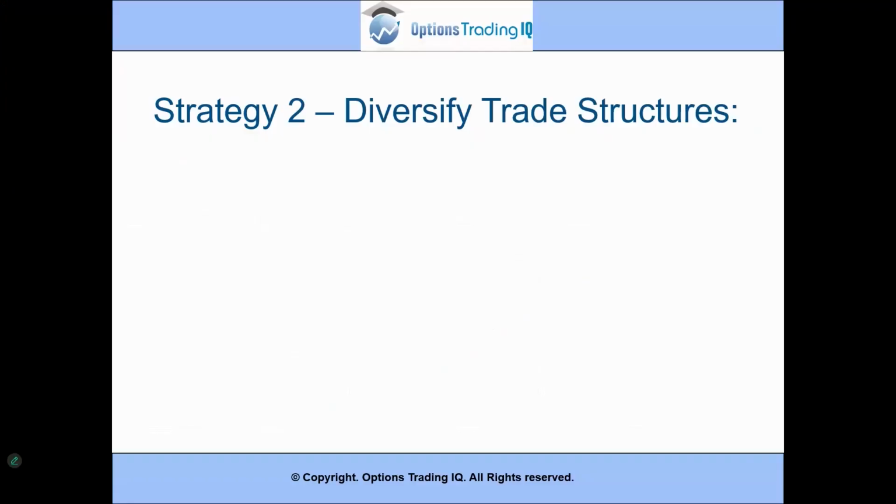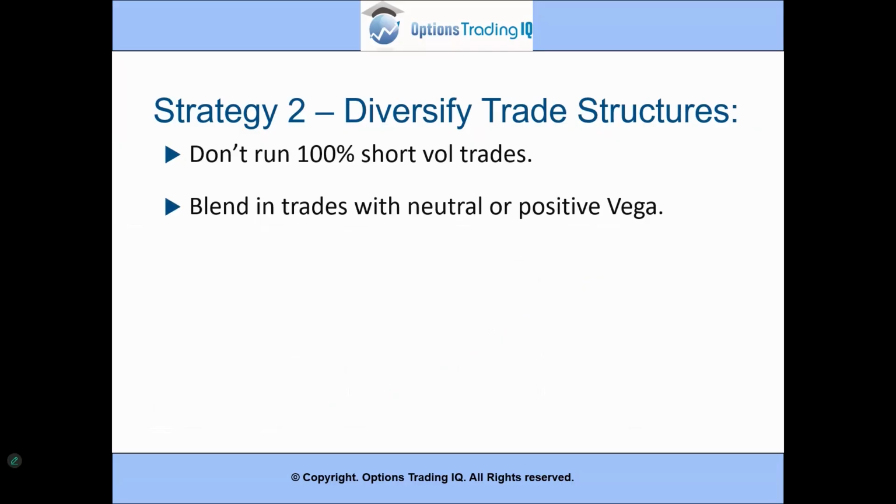The other thing you can do is diversify your trade structures. So you don't necessarily want to run 100% short vol trades. You want to blend in trades with neutral or positive Vega. So think about that portfolio that we were initially looking at. Lots of credit spreads, condors, and cash secured puts, all negative Vega.